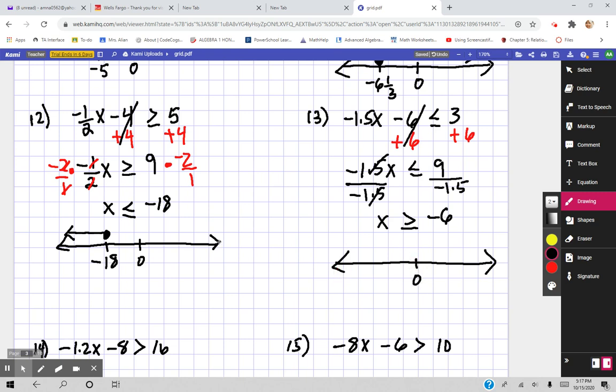Okay, 0, negative 6 will be somewhere on the left. Closed or open? Closed is right. X is negative 6 or greater. Okay, go ahead and get started on number 14.